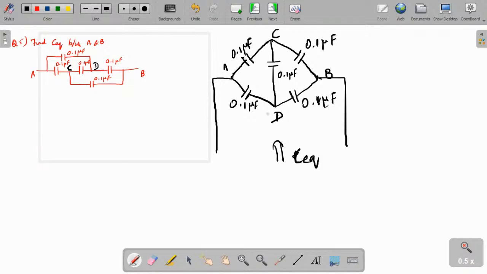Okay, now this is a bridge circuit. Passive branch la irundha namakku C equivalent ketturukkanga. So this is a bridge circuit. Bridge balance condition check panuvom. So is the bridge balanced? Yes, 0.1 microfarad into 0.1 microfarad is equal to the multiplication of the other two arms. Yes, so in the given question the bridge is balanced.